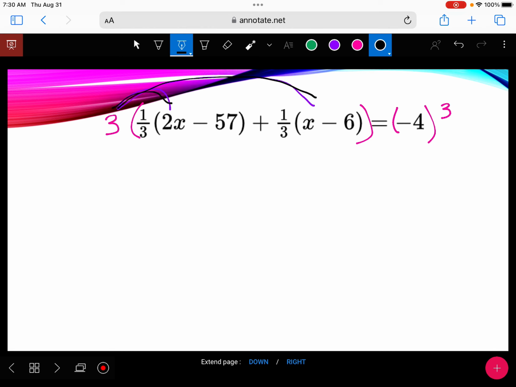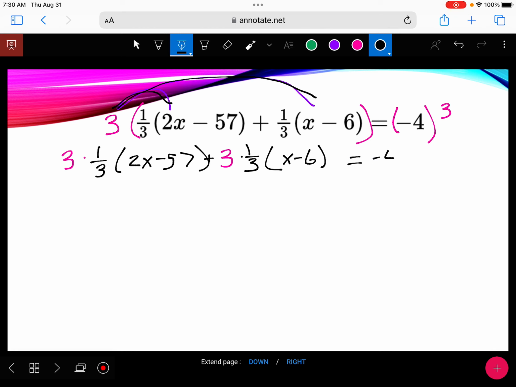If I multiply by 3, I'm going to write it out the long way. So we're going to have 3 times 1/3 (2x minus 57) plus 3 times 1/3 x minus 6 equals negative 4 times 3. I'm just writing out the multiply by 3 step. If I multiply both sides by 3, it's hitting both pieces.